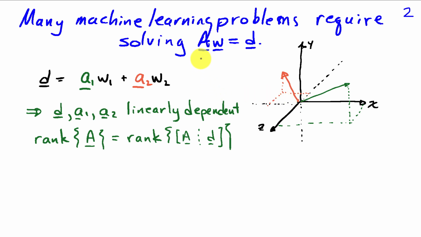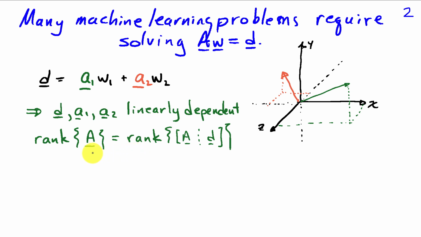So what we're saying is AW equals D. It means that the first weight, W1, times the first column of A, plus the second weight, W2, times the second column of A, has to be equal to D. And we saw before that this is equivalent to saying that D, A1, and A2 must be linearly dependent. We can test whether they are linearly dependent by looking at the rank of the matrix.